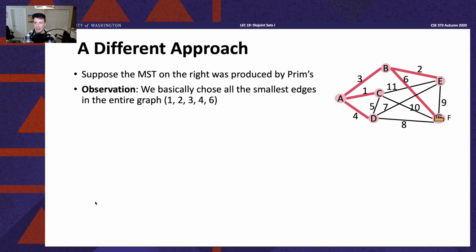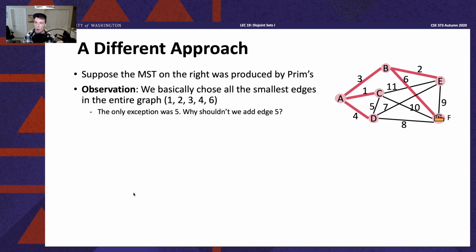Now, what I want to highlight is we could potentially take a different approach. So suppose I ran Prim's algorithm on this graph and it produced this MST. You might notice that all of the edges it chose tended to be the smaller edges. And that makes sense because it's supposed to be a minimum spanning tree to hopefully find us edges that are small. So if you look at all the edges it chose: 1, 2, 3, 4, 6. And so you might be wondering, is this a more general pattern? Can we just choose the smallest edges in the graph and call it a day? It's not going to quite work like that, but an idea similar to that will end up working.